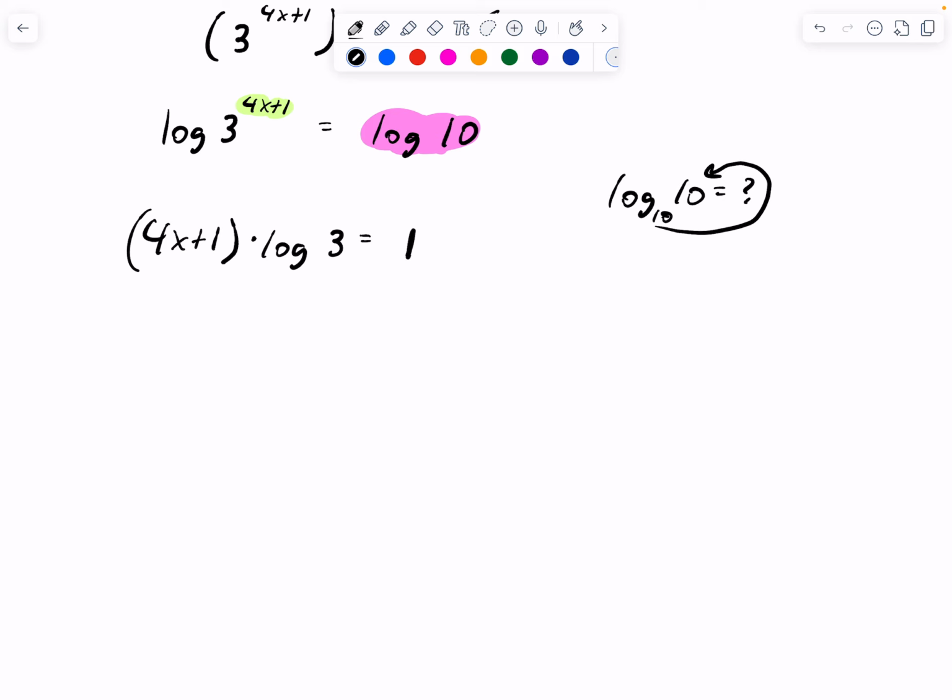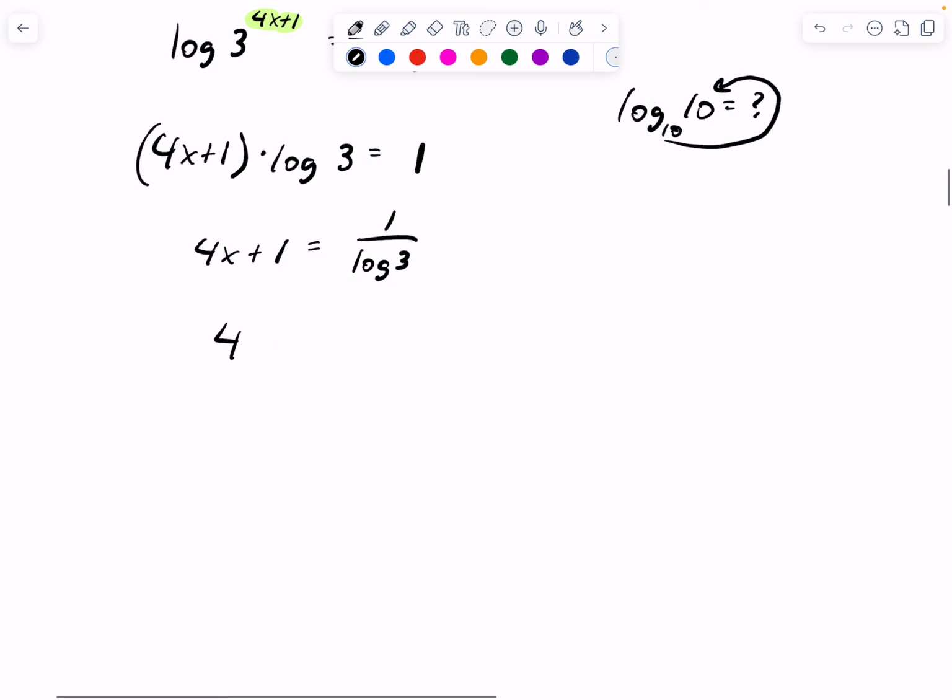So now to get the x by itself, it's really just using algebra. I'm going to divide both sides by that log of 3 to get 1 over the log of 3. Subtract the 1 to get 1 over log of 3 minus 1.